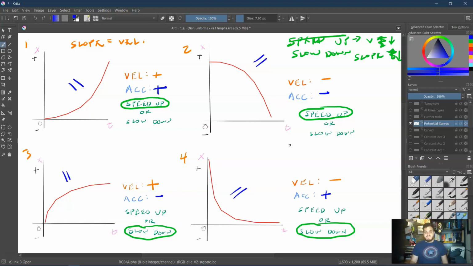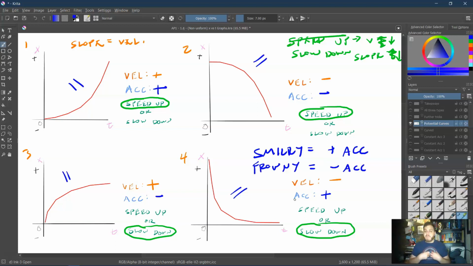So let's talk about this. This one makes a smiley face. Smiles are positive. Positive acceleration. This one also makes a smiley face. Positive acceleration. So smiley means positive acceleration. This one here makes a frowny face. Negative acceleration. This one also makes a frowny face. Negative acceleration.